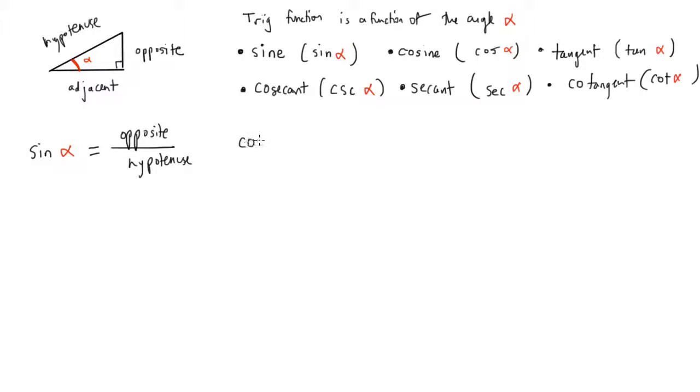And then cosine alpha, I'll do that one in red still, is defined to be the adjacent side over the hypotenuse. And then lastly, we need tangent, and actually let me put parentheses around all of these just to be clear. So tangent of alpha is defined to be the opposite over the adjacent.